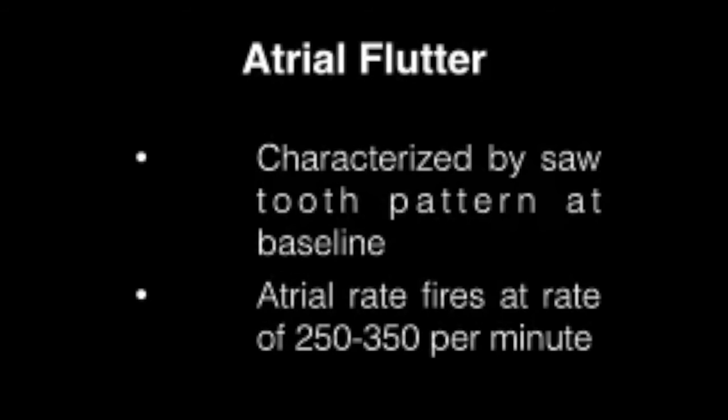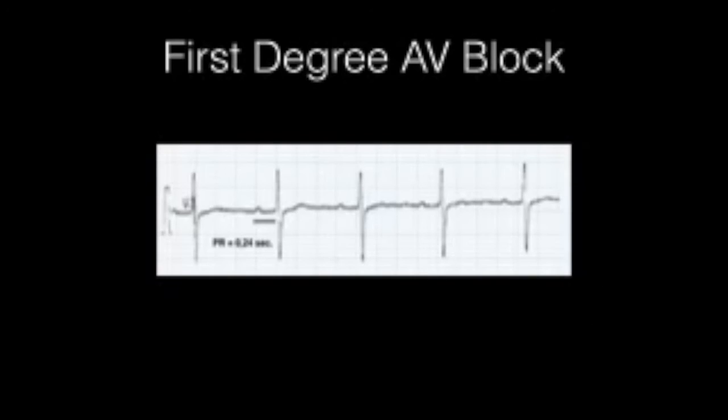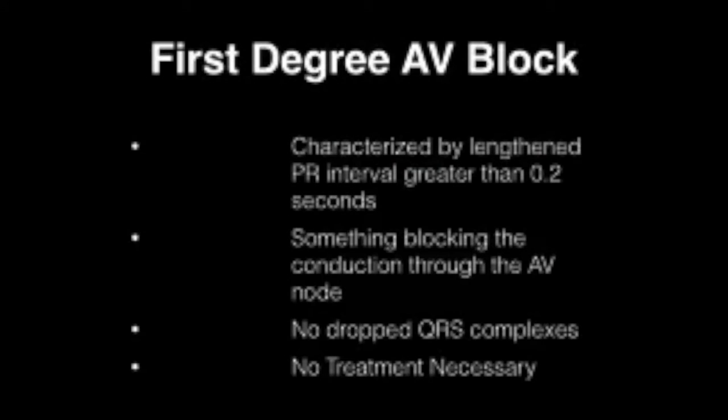Now let's move on to all the AV blocks. The AV blocks are a bit confusing, but there's just a few things you need to remember in terms of the PANCE for the AV blocks. With first degree AV block, let's talk about that one first. It's very simple. You just have a lengthened PR interval, and that's defined as being greater than 0.2 second.